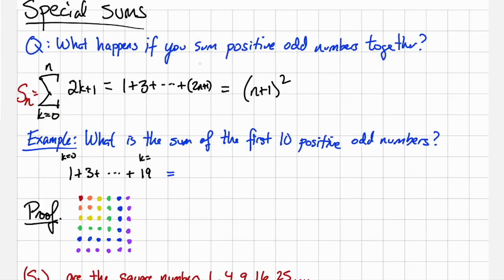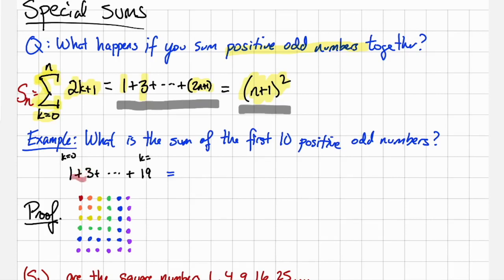What happens if you sum positive odd numbers together? That is, if we take 1 plus 3 plus 5 plus 7, and you keep going up till some odd number. To represent that in sigma notation, we take the sum of 2k plus 1 as k goes from 0 up until n. The surprising answer is that that sum is always equal to a square number. The sum from 1 up until 2n plus 1 is equal to n plus 1 squared.